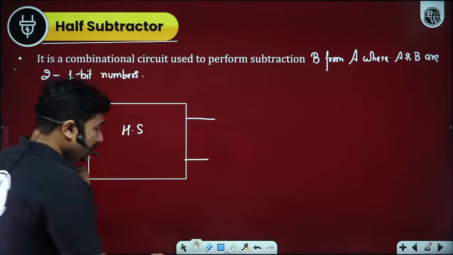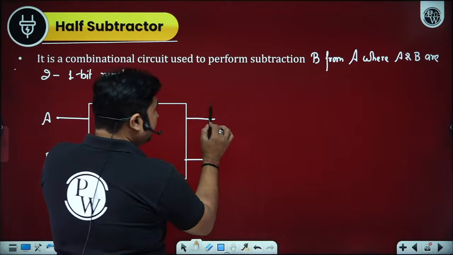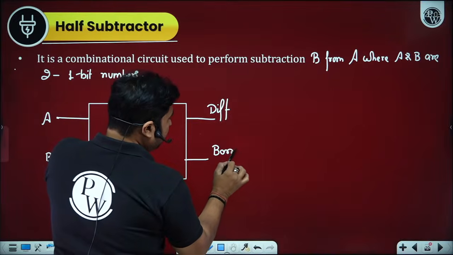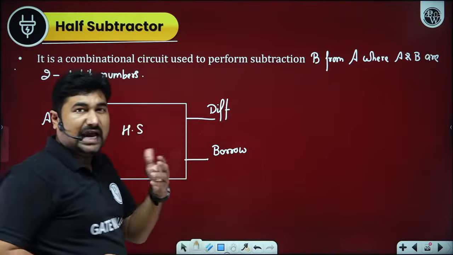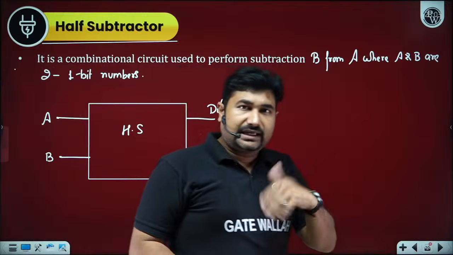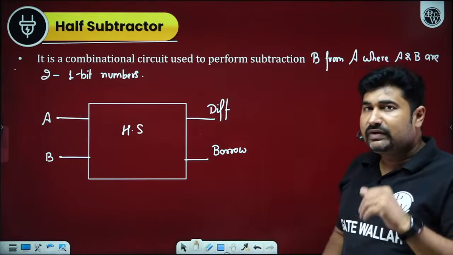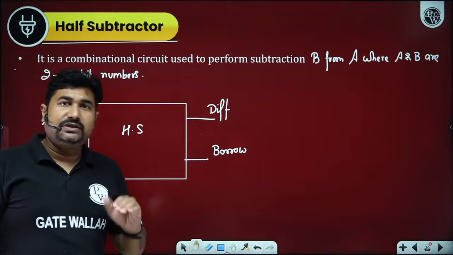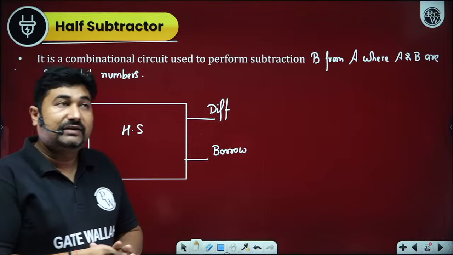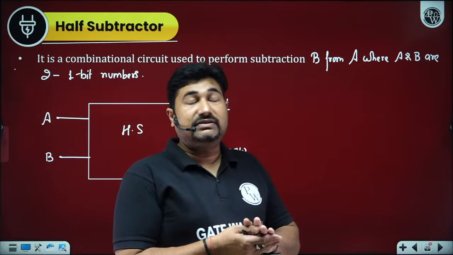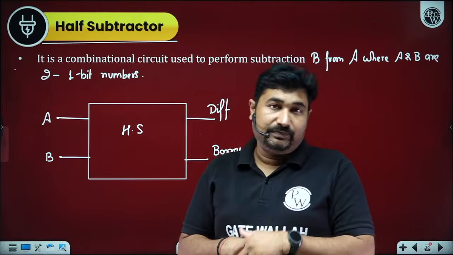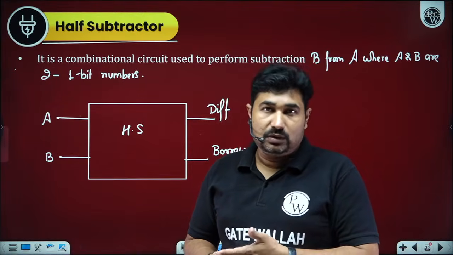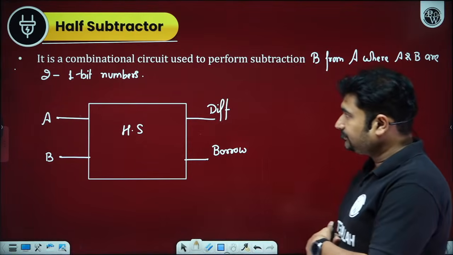Is it okay? When we do the subtraction, we will get difference and we get borrow. Maybe we have to take borrow. If we are taking borrow, then the borrow pin will become high. If we are not taking borrow, the borrow pin will remain low. Is it okay? Because whenever we are doing the subtraction, there is a possibility that we subtract a higher number from a lower number. Under such a condition, we can't do the subtraction, so we need to take borrow. Is it okay? Great, sir.